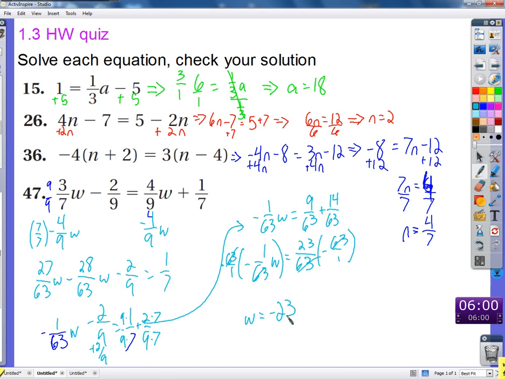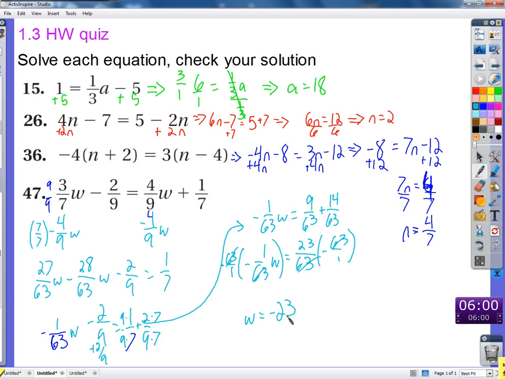Sometimes guessing and checking is helpful to introduce a new topic, but it can't be that way forever. Got to get on board with the idea that we have an equation here. We've got to balance it. We've got to do the same thing on both sides, all that kind of stuff. So don't guess and check, and don't just write the answer down without any work. It's not going to get you anywhere. All right, so we'll be done with that.